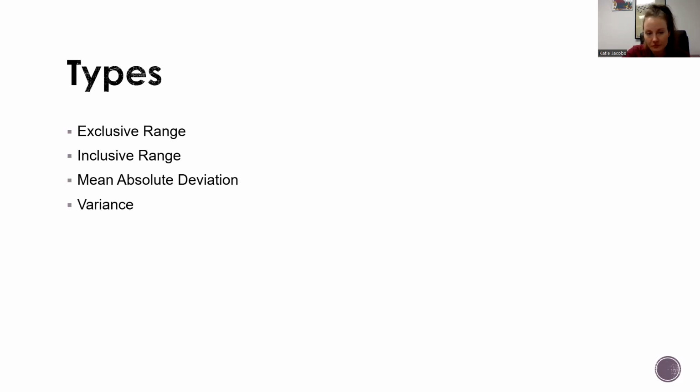All right, types. So we're going to learn different types of measures of variability. We have the exclusive range. We're going to learn about the inclusive range, the mean absolute deviation, variance, and we're also going to learn about standard deviation.